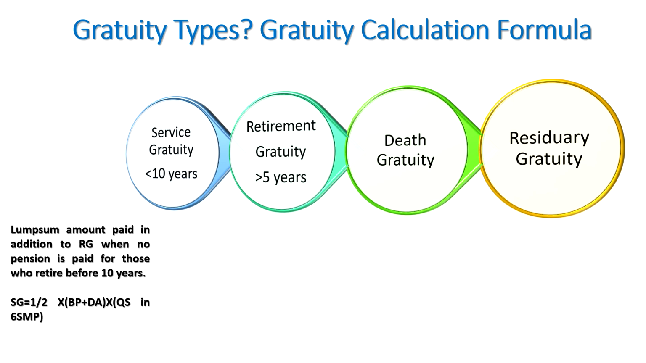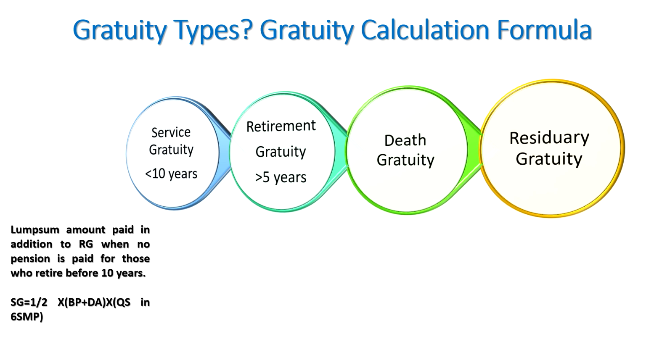So the lump sum amount is paid in addition to the retirement gratuity when no pension is paid for those who retire before 10 years. Those who are retiring before 10 years will not be paid pension. Instead of pension, they will be paid service gratuity, a lump sum amount which is in addition to the retirement gratuity. That means they will be paid retirement gratuity as well as service gratuity, but they will not be paid pension if they have less than 10 years of service.